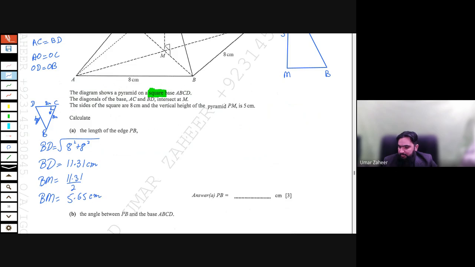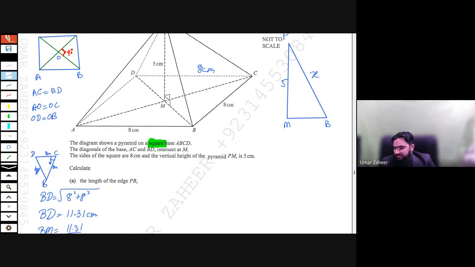5.65 centimeter. Means we will get this length 5.65. Now look at here. We have the length of two sides. We need to find the third one. Again, it is a right angle triangle, and this side is going to be the hypotenuse.